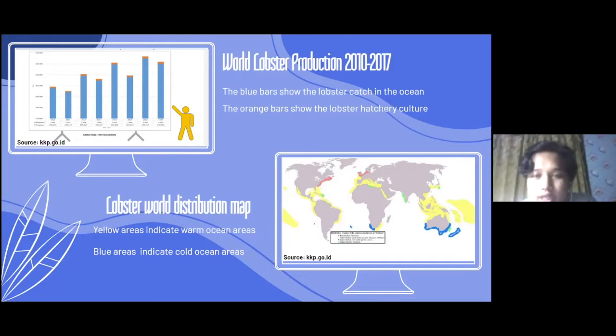In addition, the image entitled Map of the World Lobster Spreads shows the yellow color, which is an area of the sea with warm water where the environment is the perfect habitat for lobster. And the Southeast Asian region and its surroundings have a great potential in catching lobster and lobster seed in the oceans. This is because the Southeast Asia region has tropical or warm temperature.